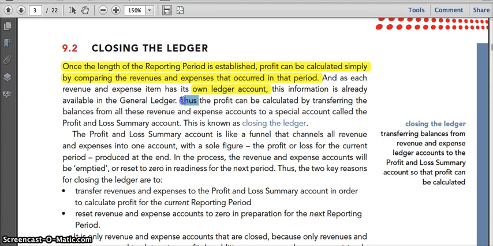To calculate the profit, we basically need to transfer all the balances of all these revenue and expense accounts to a special account we call the profit and loss summary account. And this is known as closing the ledger.